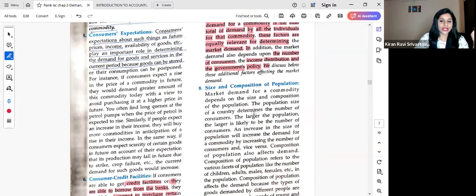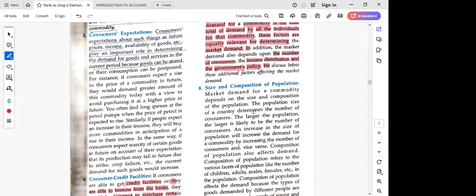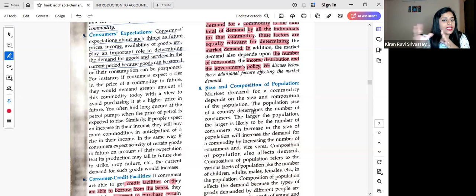Then the next point is size and composition of population. Now, common sense: even before looking at the topic or at what is written in the paragraph, just logic-wise, you understand. When the size of population is more, will demand be less or more? More, ma'am. Demand will be more. China and India are highly populous countries, so these countries as such hold a huge market demand. That is why all the multinational companies want to sell in India and China, because the market is bigger, the size and composition of population is larger.